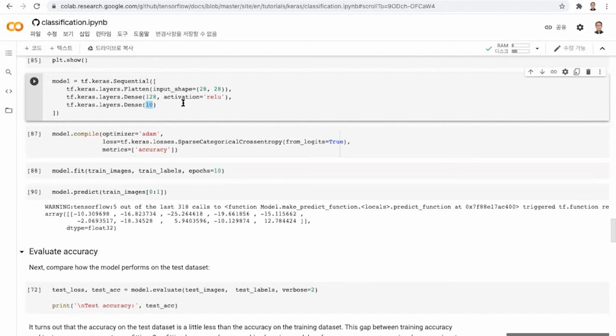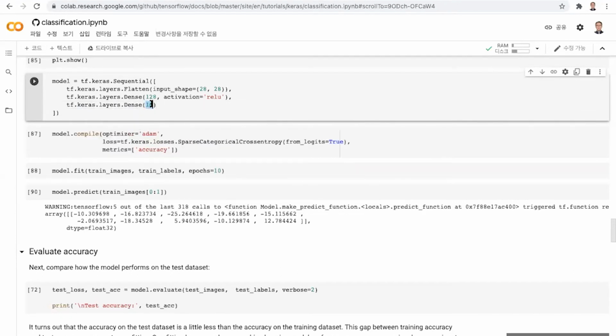So why should we have 10 numbers? Because there are 10 different classes. In order to apply this framework to our problem, we have only 2 classes, so you have to change it to 2 instead of 10.